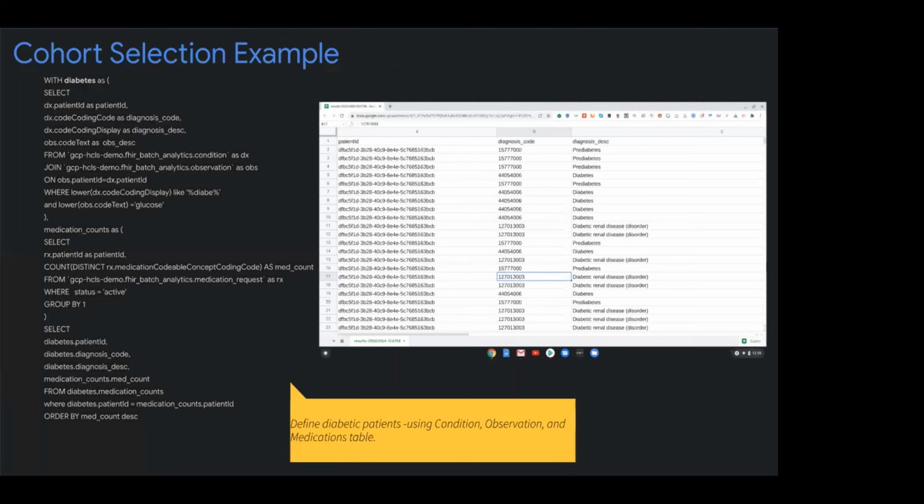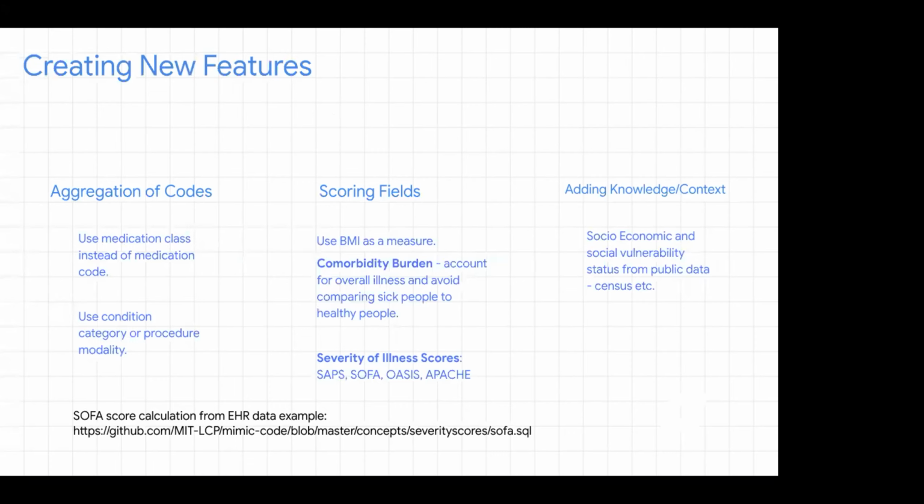This is an example of how you use a database table to do your cohort selection. And then sometimes you have to create new features. An example of features: there are a lot of categorical values available in medicine, like procedure code, medication code, etc. Those are very detailed. You may not want all the detail in your model. You maybe just need a medication class.